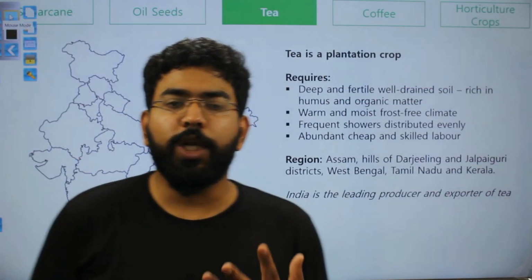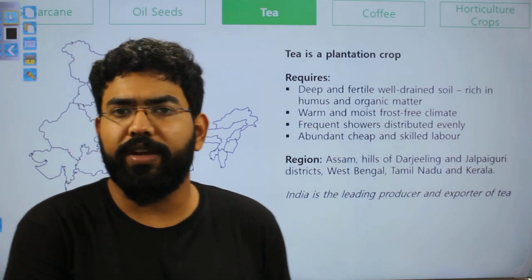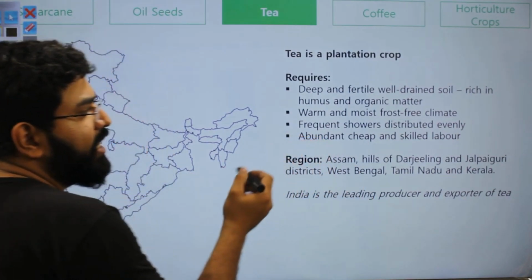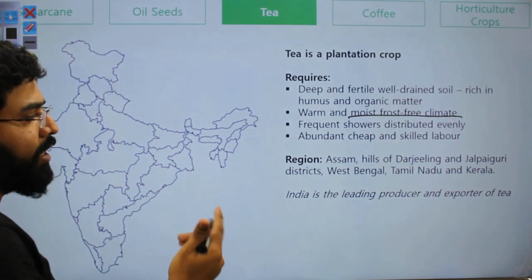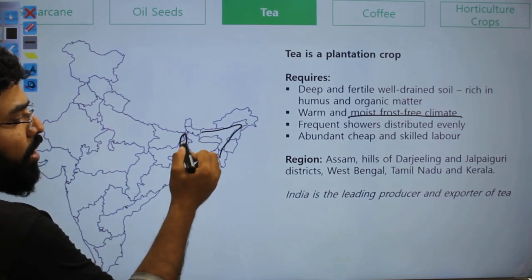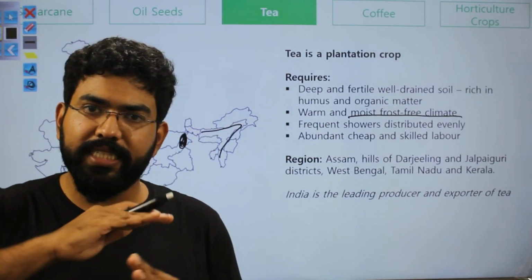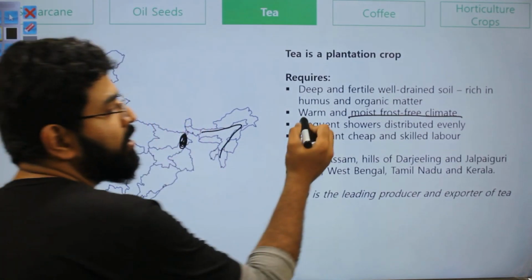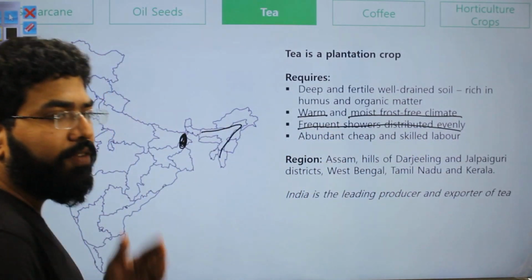Then we have our two cash crops, commercial crops that we have already discussed in the previous video: tea and coffee. Beginning with tea, you will find that these are found in areas where it is a moist, frost-free climate. In regions of Assam, Darjeeling, then areas of northwest Bengal, you will see that it is a moist climate, but it is frost-free. It is also warm sometimes, so you need warm weather as well, and you need frequent showers.